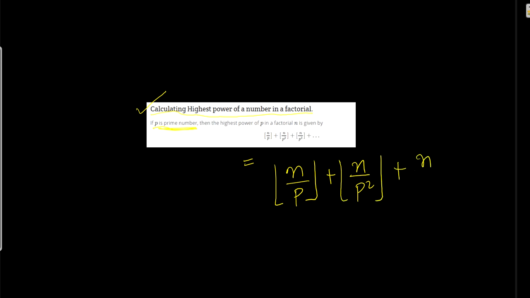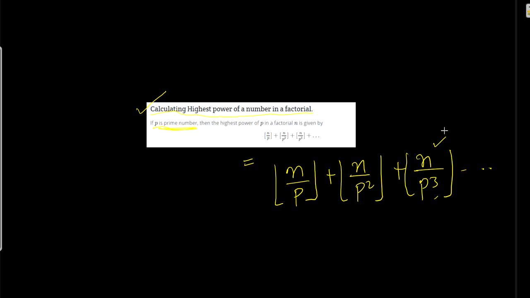So if you remember, in our childhood, we used to read this formula for calculating the highest power of a number in factorial. If p is a prime number, then we can calculate it by floor of n by p, plus floor of n by p square, plus floor of n by p cube, till the value of denominator is smaller than numerator value.